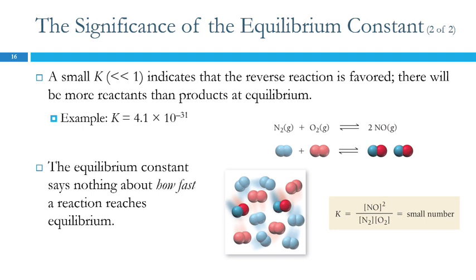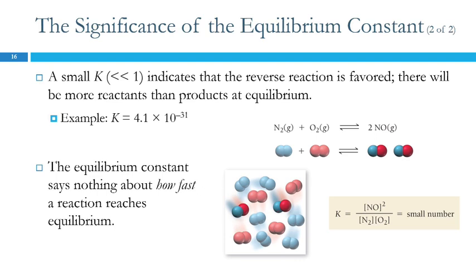I think that is the best way to remember: if K is a big number, does that mean it goes to products or reactants? We should be able to answer that fairly quickly. I don't think memorizing it is a great idea. But you think, okay, big K means products over reactants. If it's a big number, we've got more products, less reactants, it favors the products. Small is the opposite, it favors the reactants. Okay?